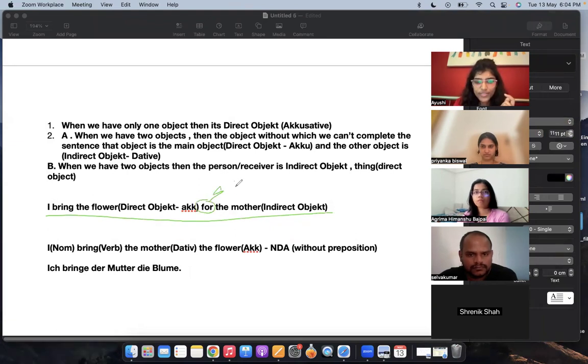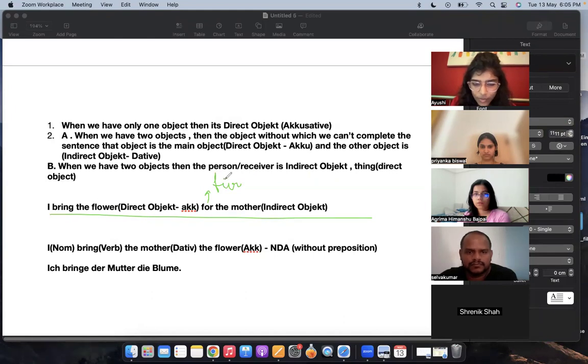What is "for"? "For" is a preposition. The object that is present after the preposition is called the prepositional object. Do you guys agree that whatever I've written so far is correct? The flower is the direct object and mother is the indirect object, right? But I'm going to tell you that this preposition in German is called für, and this is actually accusative in nature. That means in German also we have prepositions, and those prepositions have a nature.